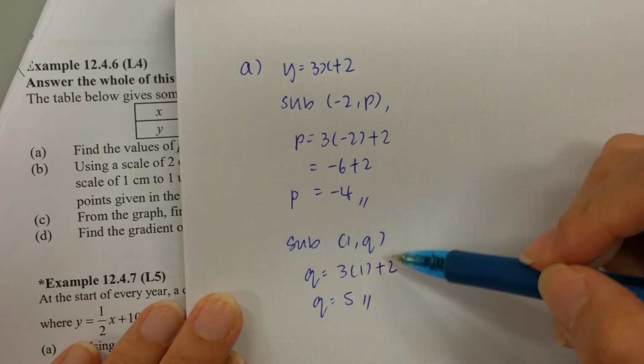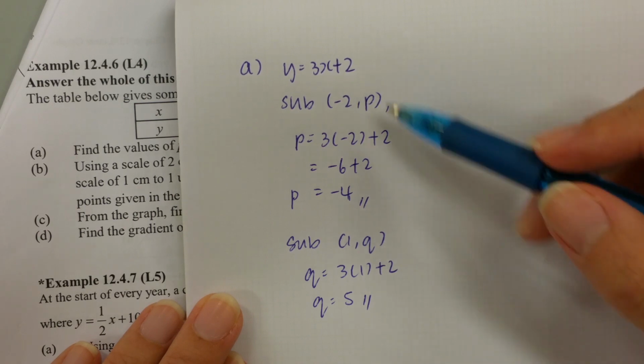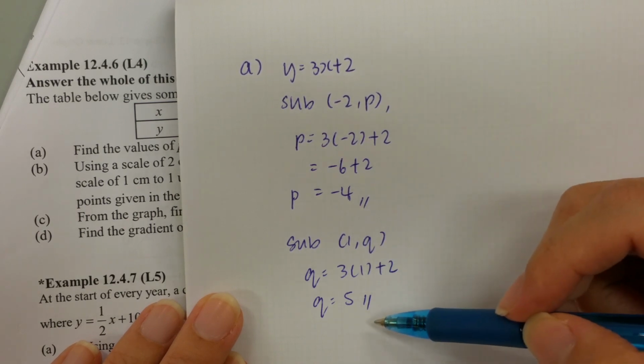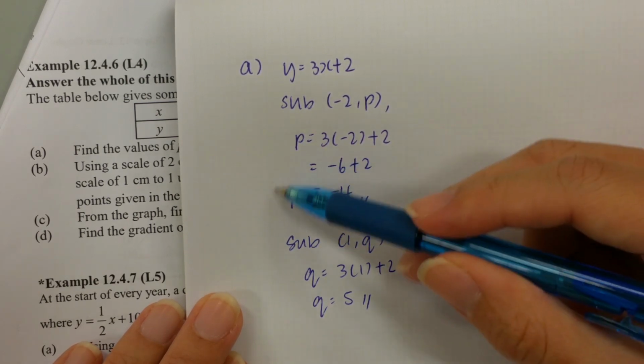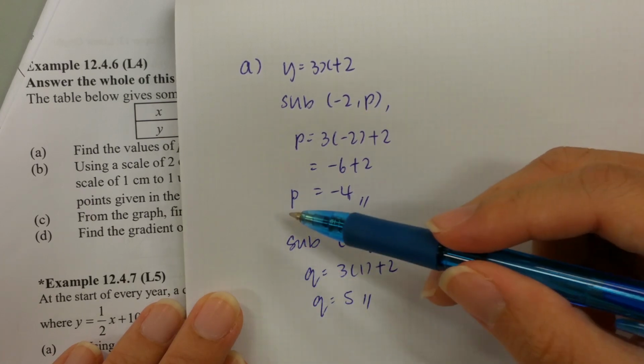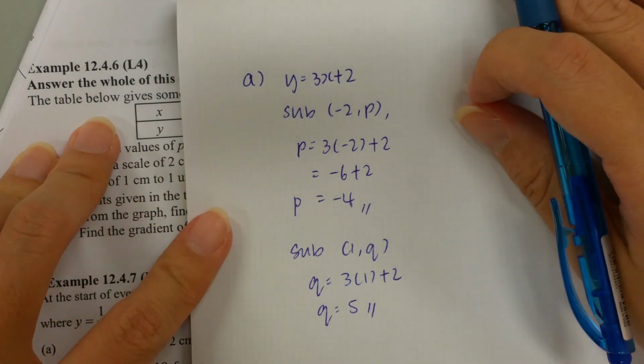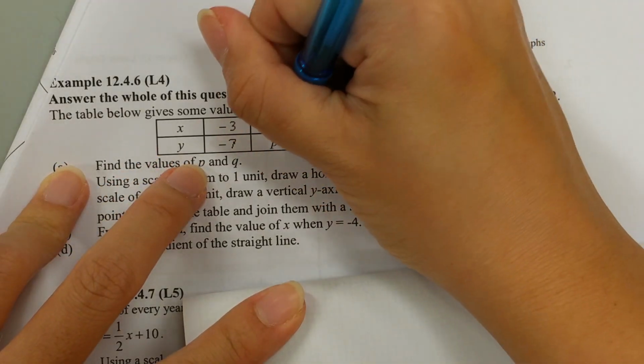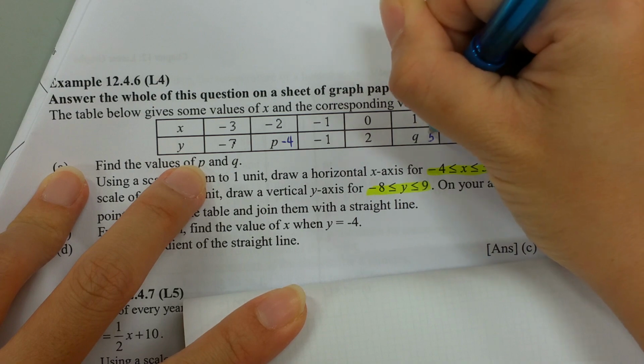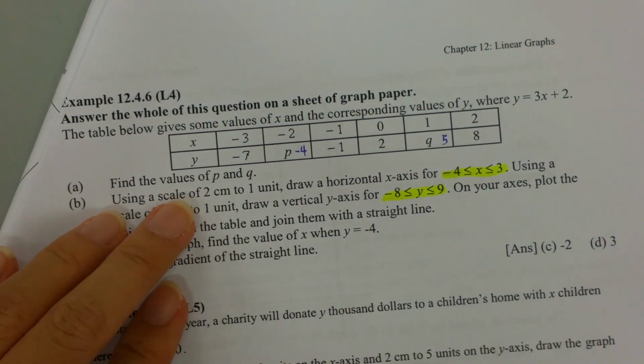Next thing, because you need to find Q, do the same, substitute into the equation, so you get Q equals to 5. These two are clearly the answers, so make sure that you have indicated P equals to -4 and Q equals to 5. Okay, now that I'm done, P equals to -4 and Q equals to 5. Okay, we're going to plot the graph.